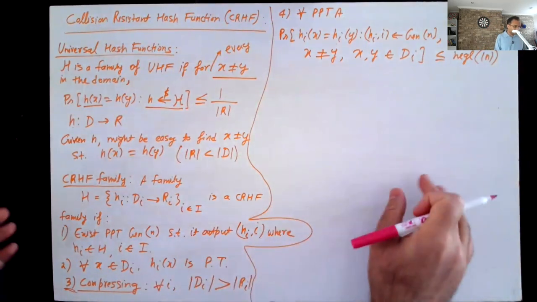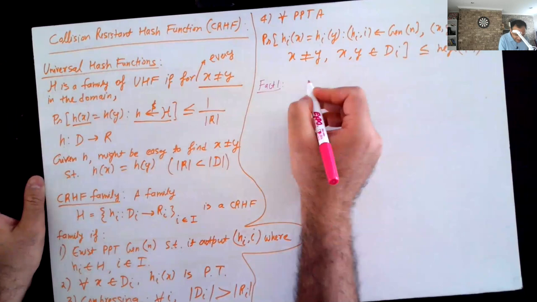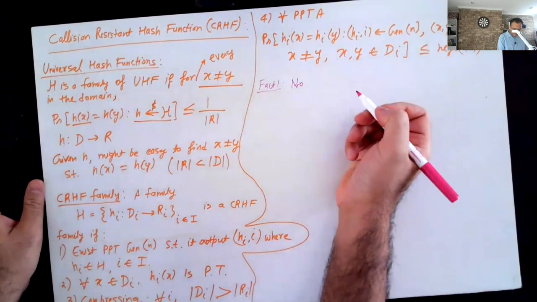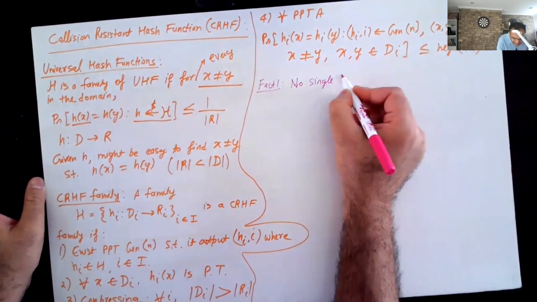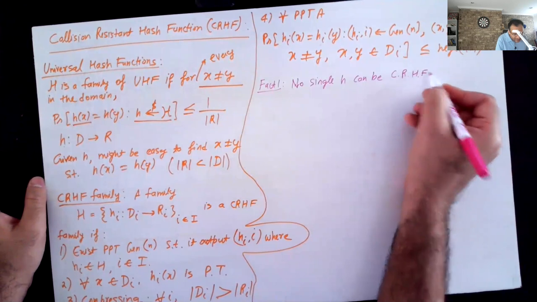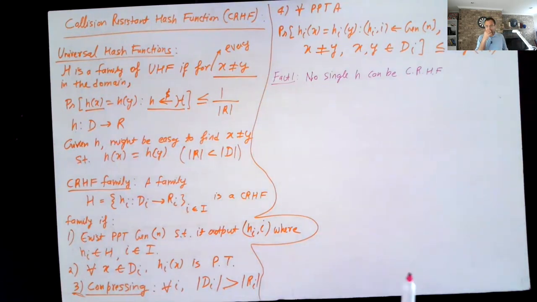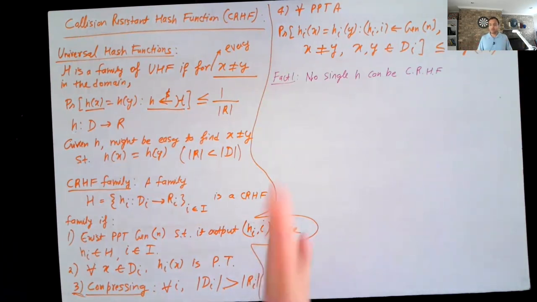Okay, so let's see a couple of facts. Fact one is, no single H can be a collision resistant hash function. Why did we bother talking about a family and picking at random from this family? Why can't I give you a single hash function and tell you, hey, this is a collision resistant hash function, just go ahead and use this? Just hard coding the collisions? Yeah, good. Suppose I give you a single hash function. The size of the domain is bigger than the size of the range. That means collisions do exist.